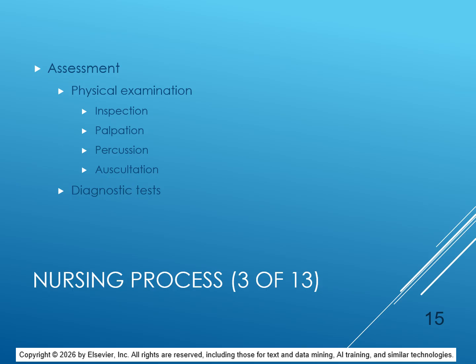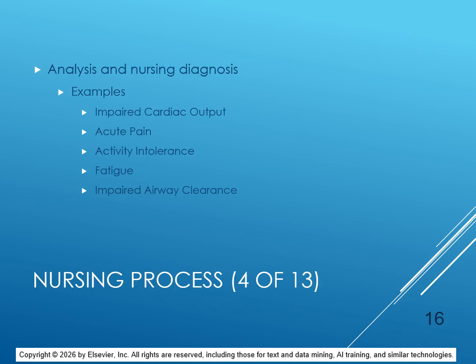Okie dokie. Next slide. Just talking about your diagnosis part of NANDA, you can have impaired cardiac output. And again, impaired cardiac output is what counts. That's what we're looking at. Anything that's going to decrease cardiac output, your opioids, your immobility, your CHF, your left side or right side failure, whatever is going to decrease cardiac output is going to decrease perfusion. So acute pain, activity intolerance, fatigue, and impaired airway clearance.